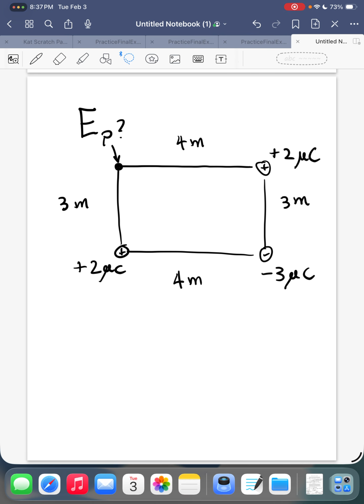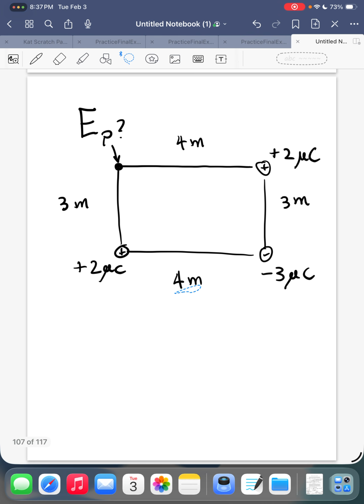Imagine we've got some charges arranged like this. A 2 microcoulomb charge on this corner of the rectangle, a -3 microcoulomb charge on this corner, a +2 microcoulomb on this corner. And then we want to know what the electric field is at this point P right there. And we're given distances between these charges, 3 meters, 4 meters, 3 meters, 4 meters. How are we going to get something like that?